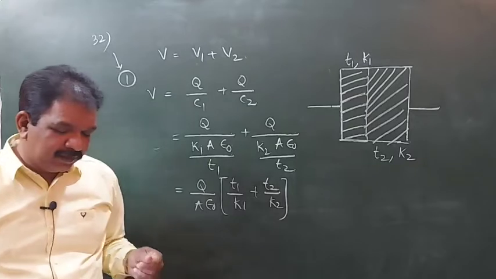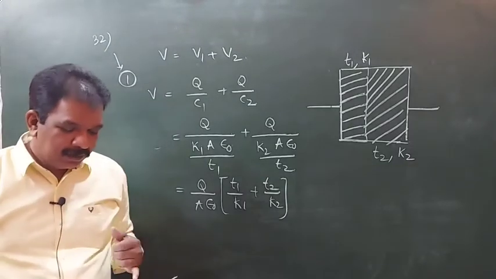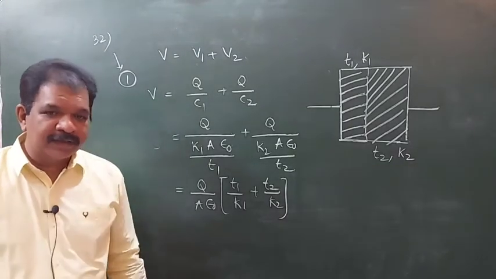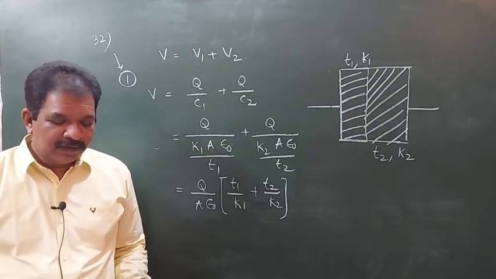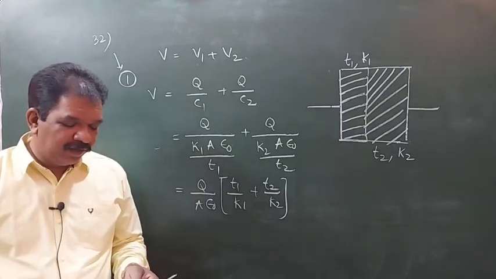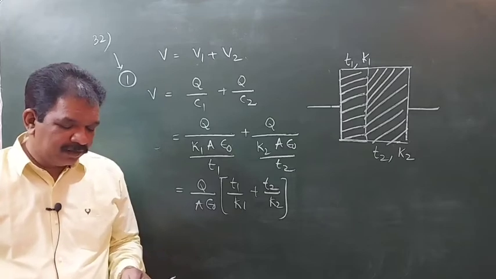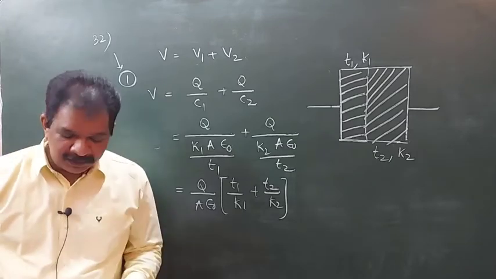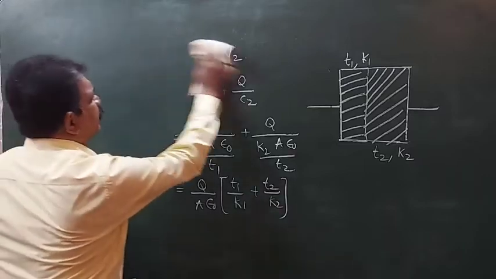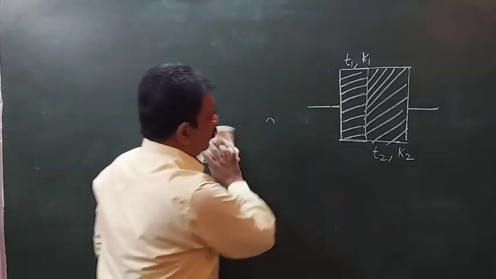Next, 33. Capacitors of capacitance 4 microfarad and 6 microfarad are in series. A PD of 500 volt is applied. Find the charge on each plate numerically. Simple question. 33.